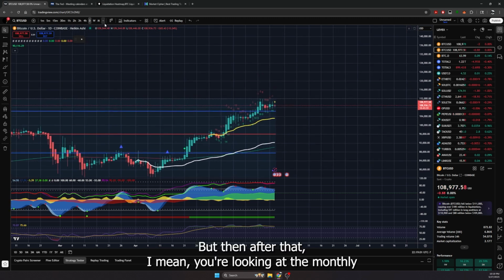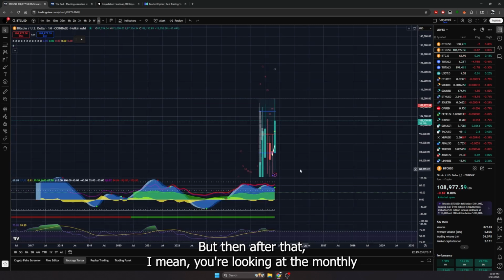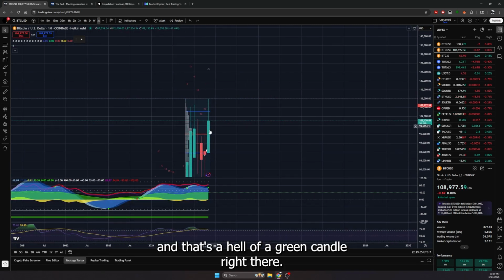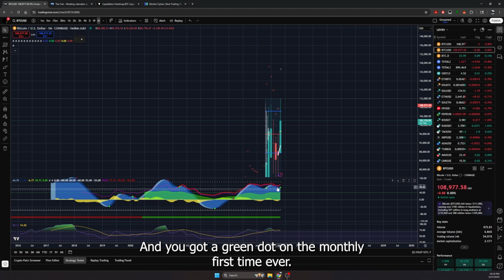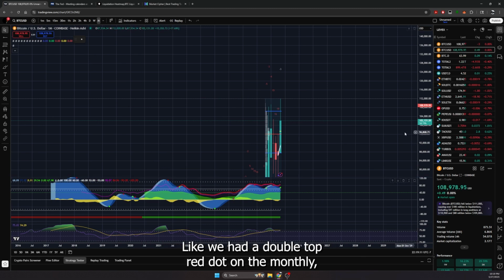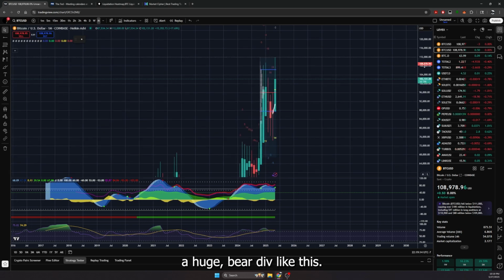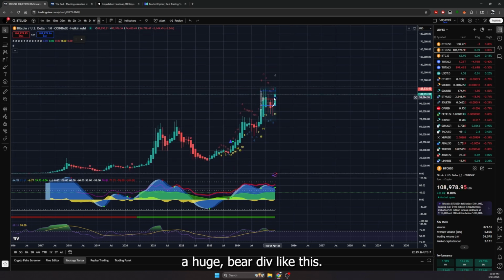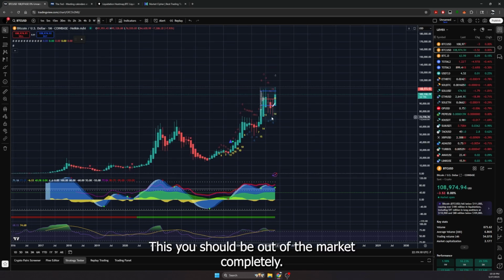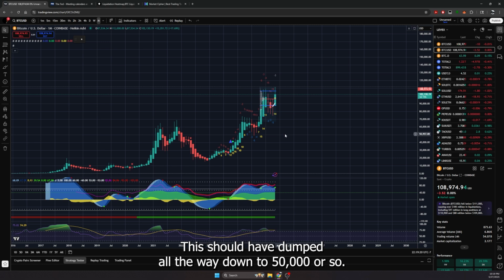But then after that, I mean, you're looking at the monthly, and that's a hell of a green candle right there, and you got a green dot on the monthly. First time ever. Like, we had a double top red dot on the monthly. A huge bear div. Like, this you should be out of the market completely. This should have dumped all the way down to 50,000 or so.